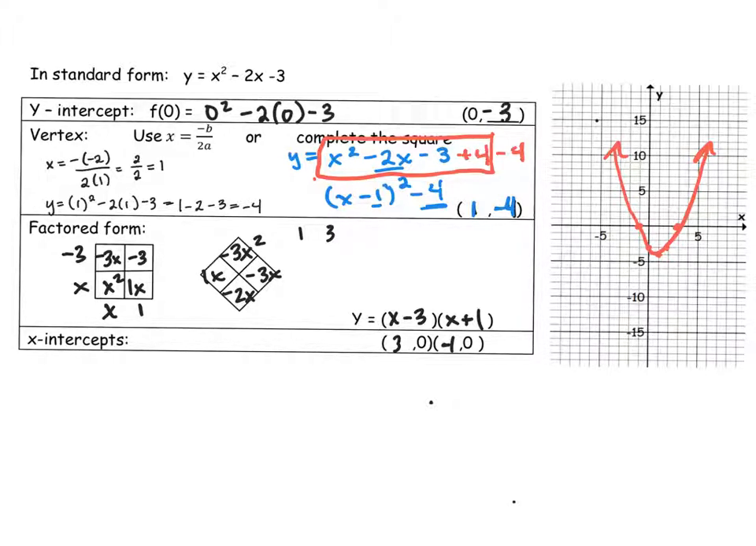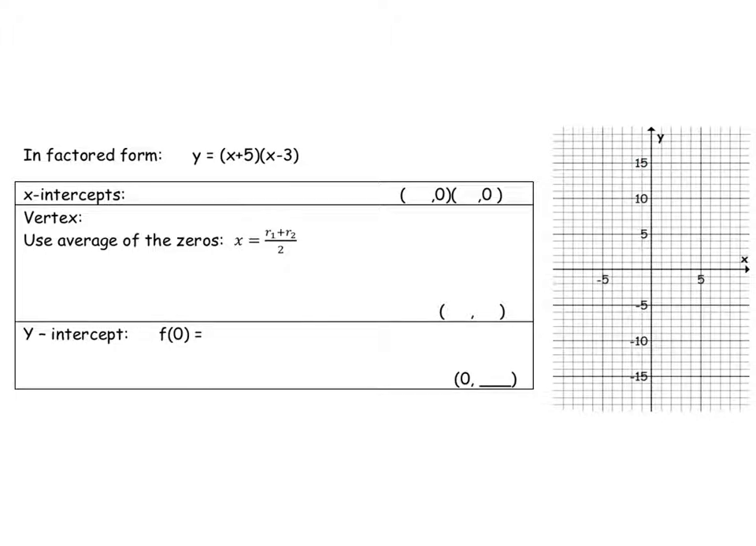Factored form, I would only use this if you're already in factored form, and then I'm going to go to the next page, how to graph from factored form. So when you're in factored form, x plus 5, x minus 3, so this is a new one. We know our x-intercepts from that. They're whatever make these individual factors equal 0.